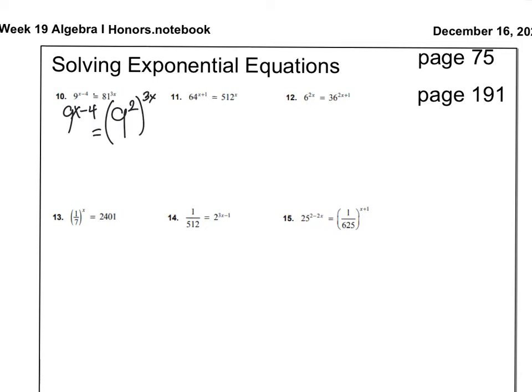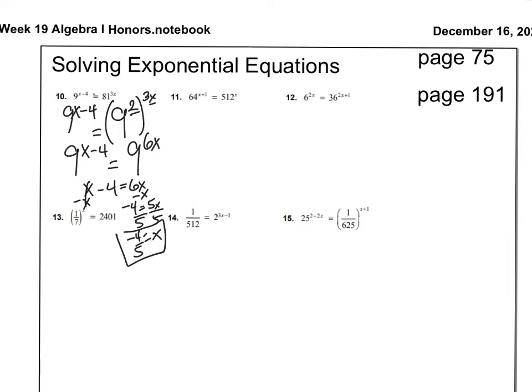Now we've been working on exponents, and so I know I have power of a power. So I'm going to multiply the 2 and the 3x to make 9 to the 6x. And then I'm going to solve. X minus 4 equals 6x. I'm going to subtract x from both sides. Negative 4 will equal 5x. Divide by 5. X will be negative 4/5.